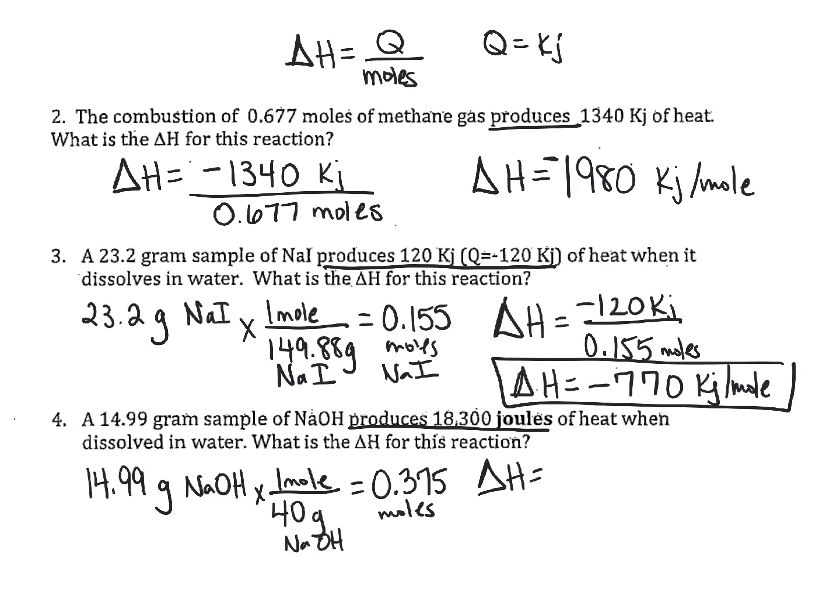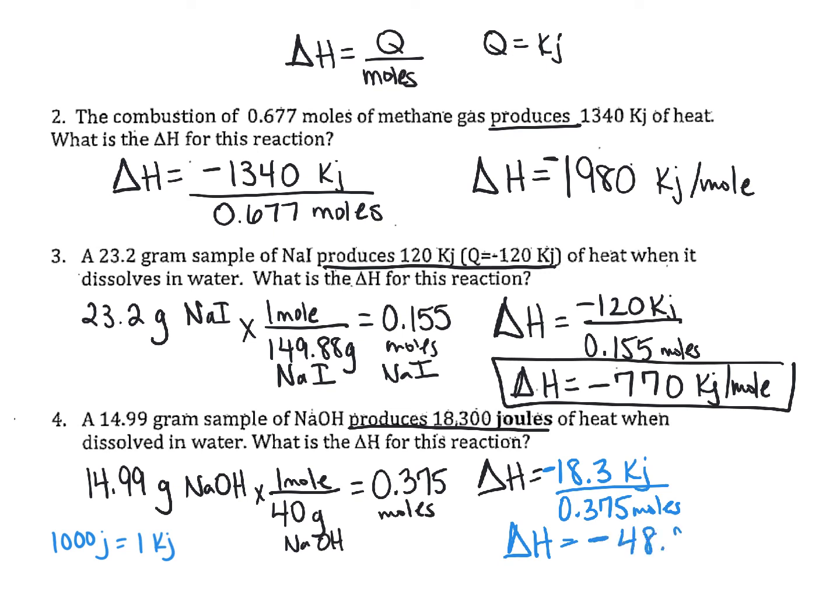Now we do need to convert joules into kilojoules. Remember that there is 1,000 joules in every 1 kilojoule. So if I take that 18,300 and divide it by 1,000, that means I have 18.3 kilojoules, and I'm going to divide by my moles that I calculated. And so that's going to give me a delta H, and this is energy being produced. So I do need a negative sign because energy is coming out. So negative 48.8 kilojoules per mole is the heat of the reaction for this one.